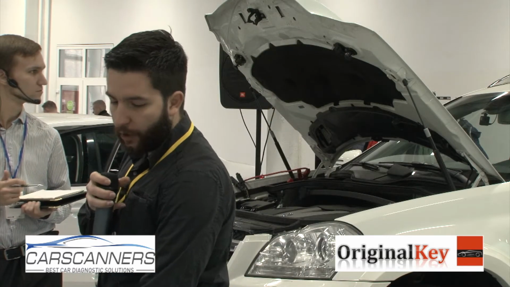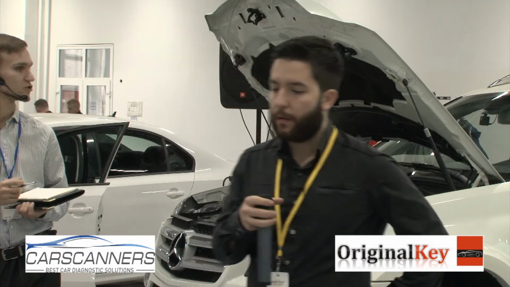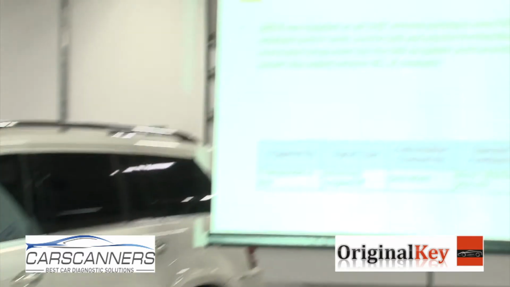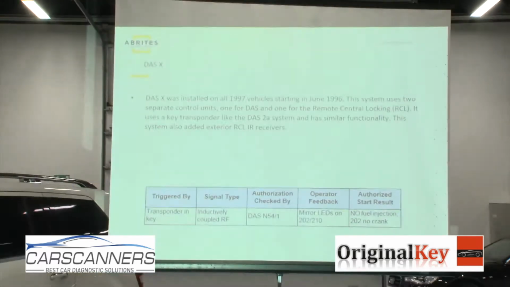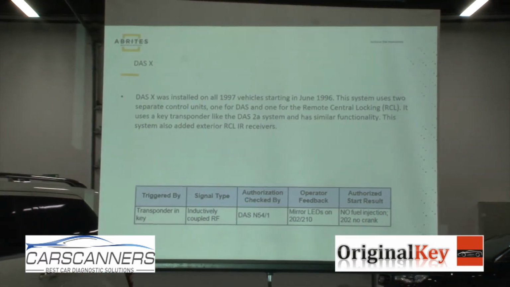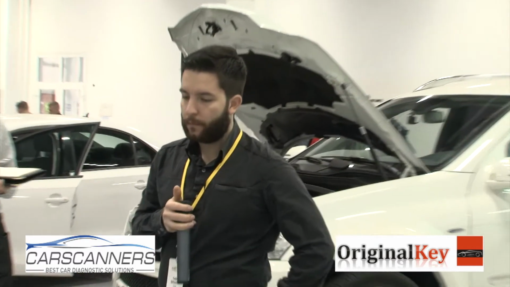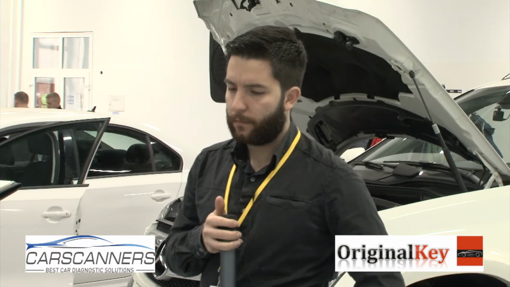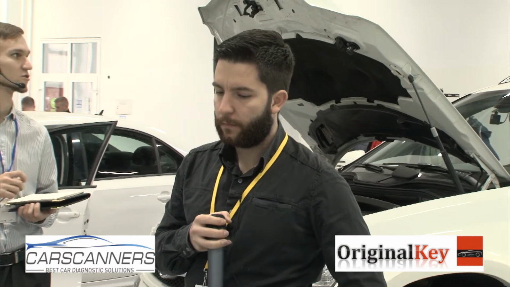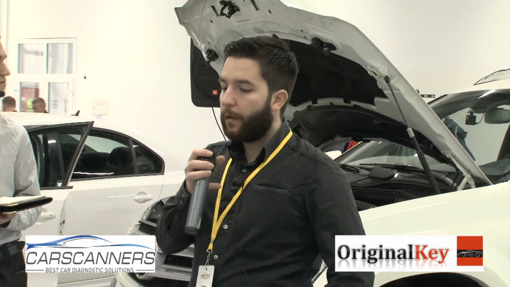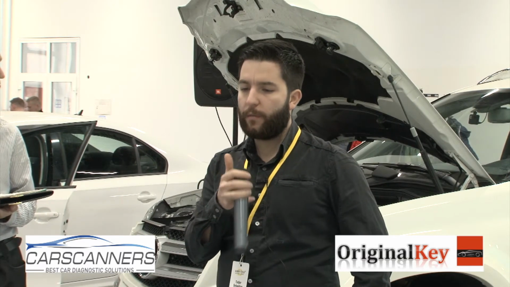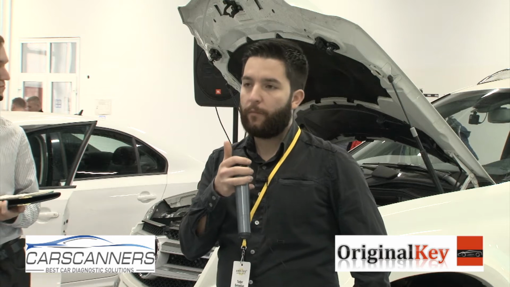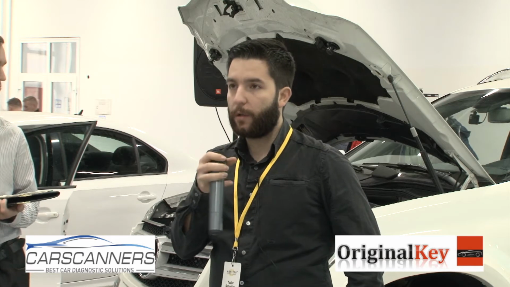The next version is the DAS-X. It was installed in 1997, or basically 1997 vehicles, which means vehicles starting from the second half of 1996. The difference between the DAS X and the DAS 2A is that the system also added exterior remote central locking infrared receivers.